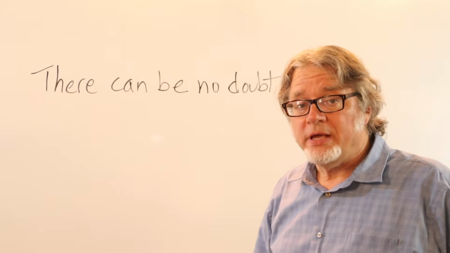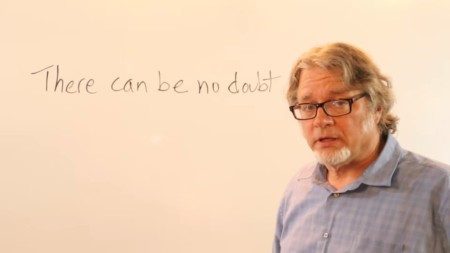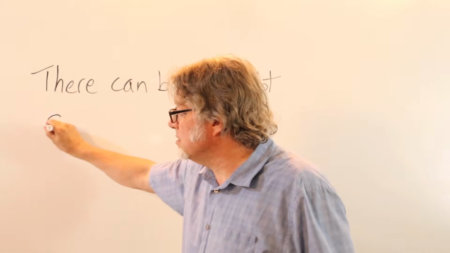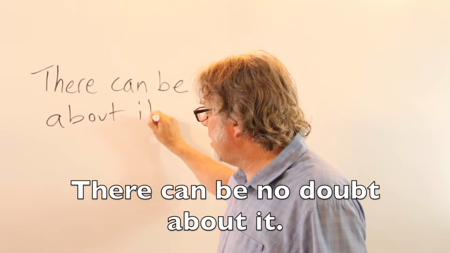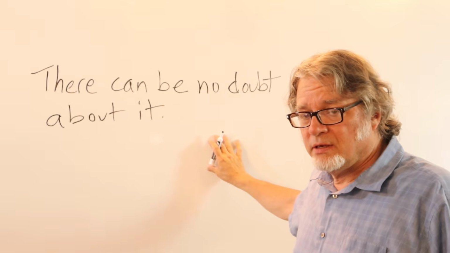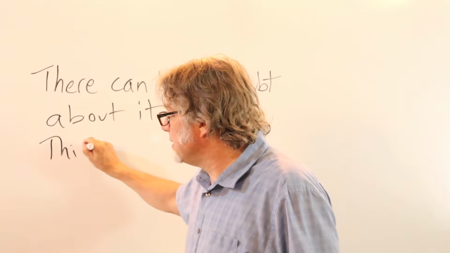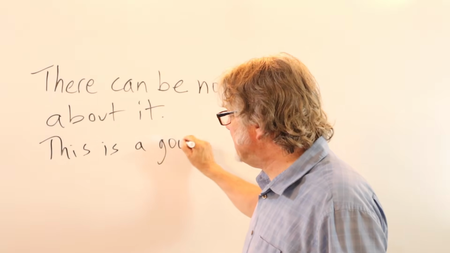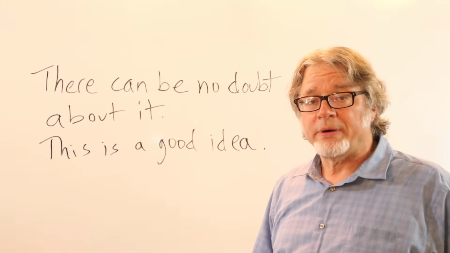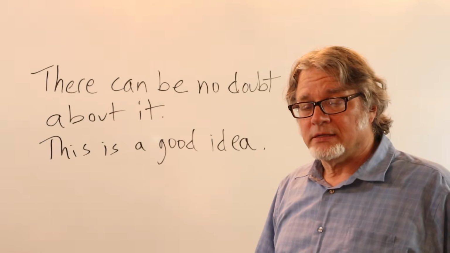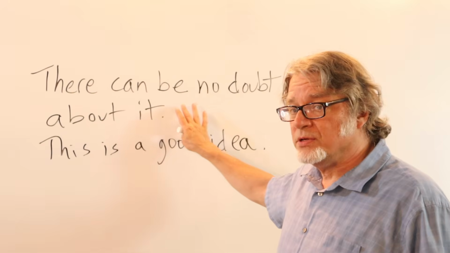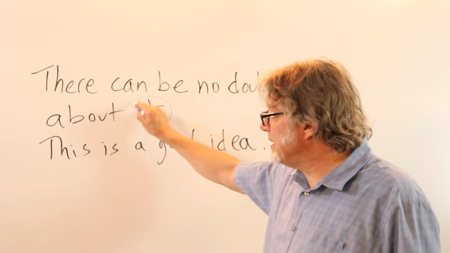When a person has to be absolutely certain about something, there can be no doubt, or there can be no doubt about it, and then some statement following it. This is a good idea. There can be no doubt about it. This is a good idea. Or anything else that you want to express about a situation.